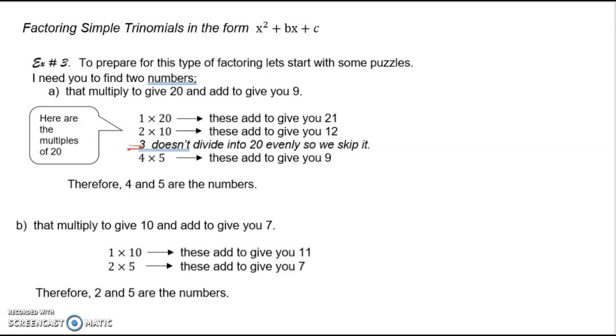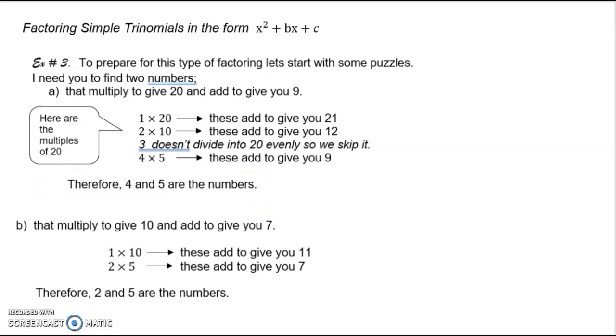Next, 3. Does 3 times anything give you 20? No, it doesn't divide equally into 20, so we skip it. We don't want any decimals or fractions, so don't worry about that one. So next we do 4. 4 times 5 gives us 20, and when you add these up, that gives you 9. So our numbers are 4 and 5.